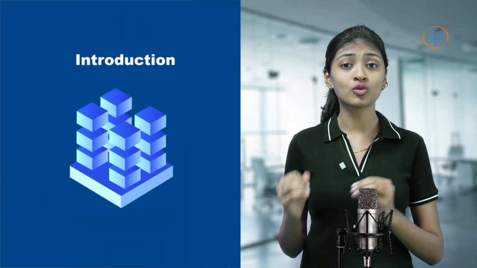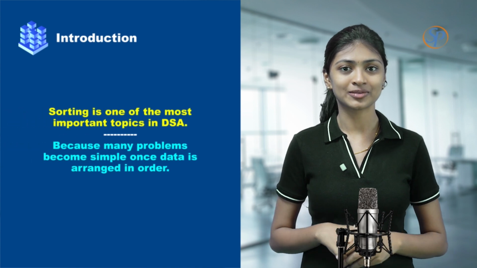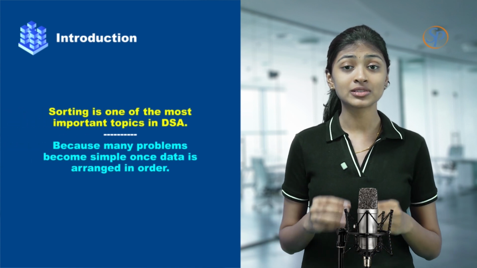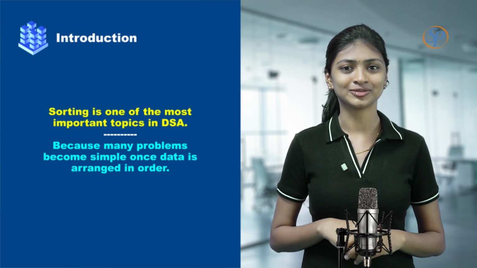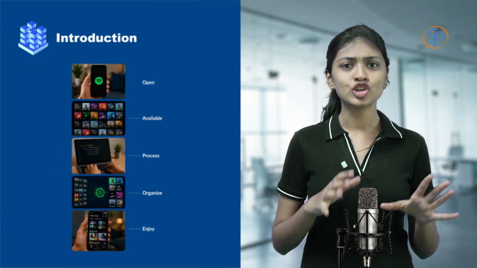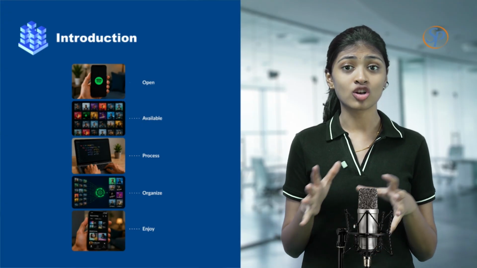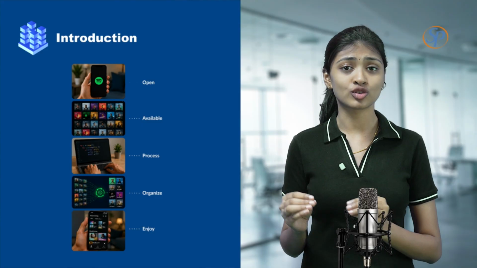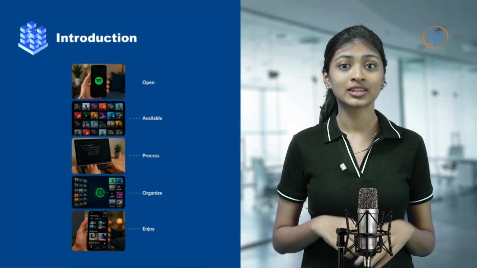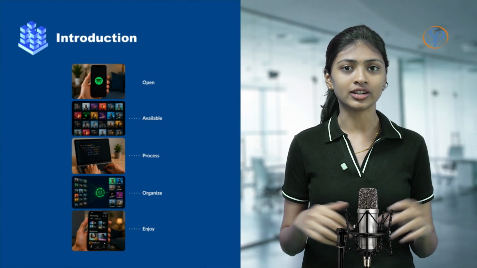Sorting is one of the most important topics in DSA because many problems become simple once data is arranged in an order. Every time you open Spotify, songs are arranged instantly. Even though there are millions of songs, this is not simple. It needs very fast sorting.